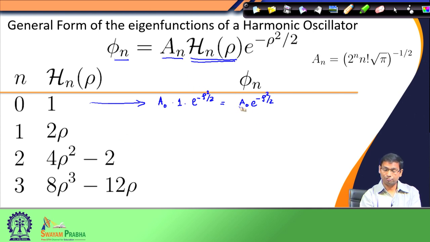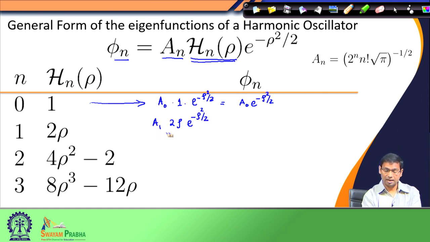Now, when I want to write down phi 1, that means the second eigenfunction of the harmonic oscillator, I will take n equals 1 in this equation. So, when I do that, I have A 1, which is the normalization constant, and the Hermite polynomial of first order, which is 2 rho, and then e to the power minus rho square by 2.